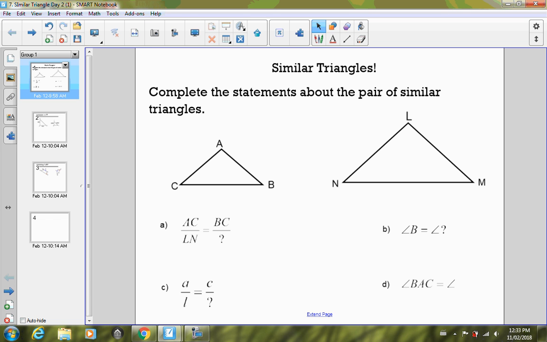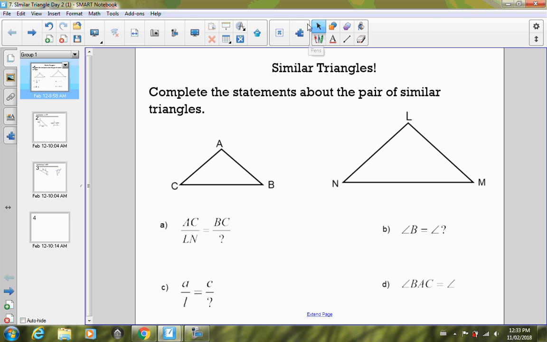We know from our investigation on Friday that similar triangles may not have the same shape, but their sides are proportional. They do have similar things. So sides are proportional and angles are the same. So we have here two similar triangles.